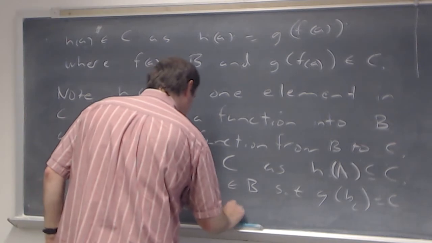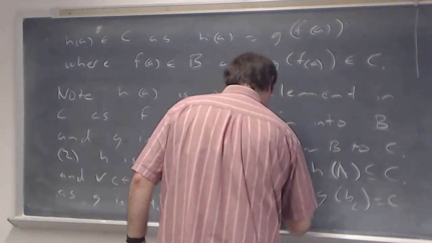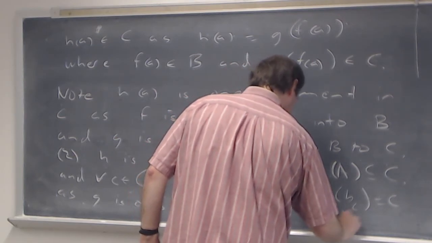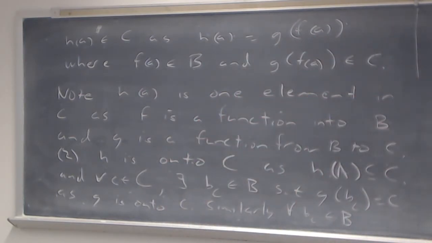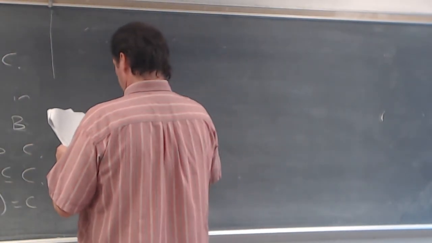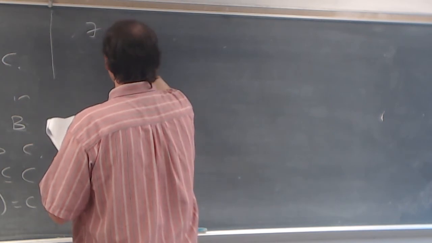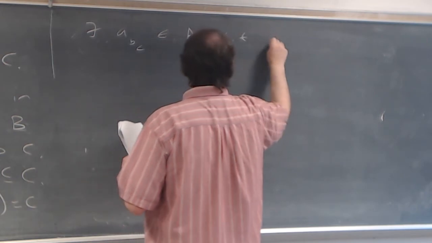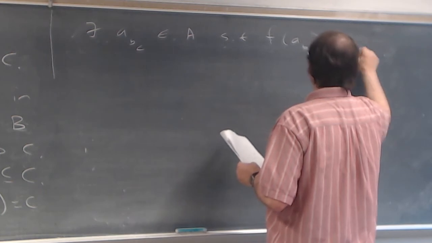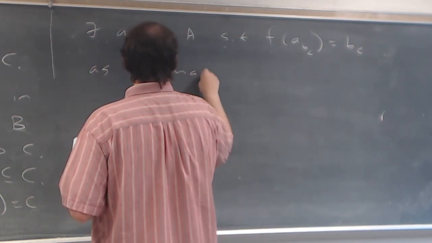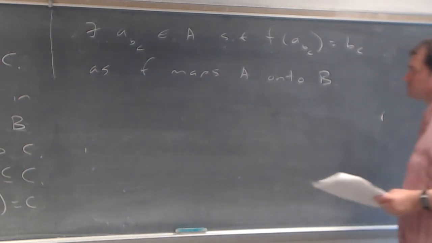Similarly, for each B sub C element of B, there exists an A sub B sub C element of A such that F of A sub B sub C equals B sub C as F maps A onto B. Okay.